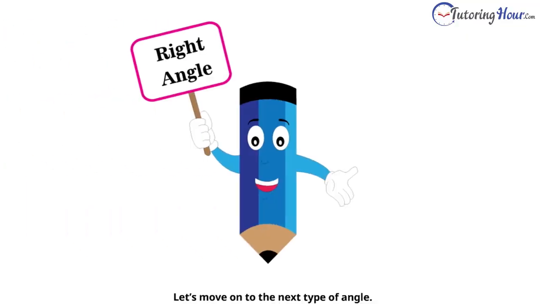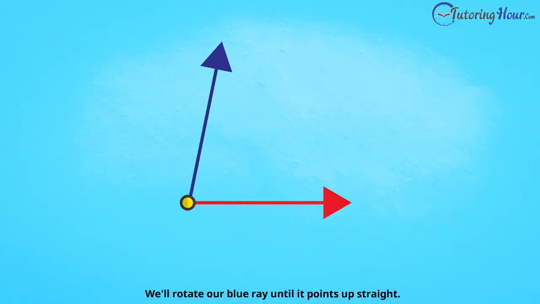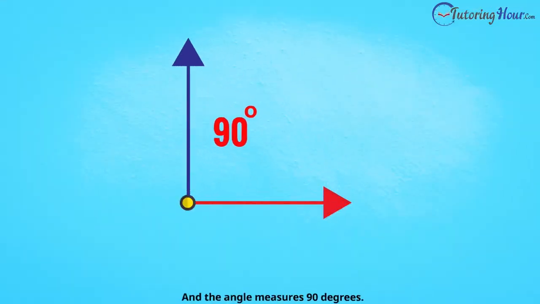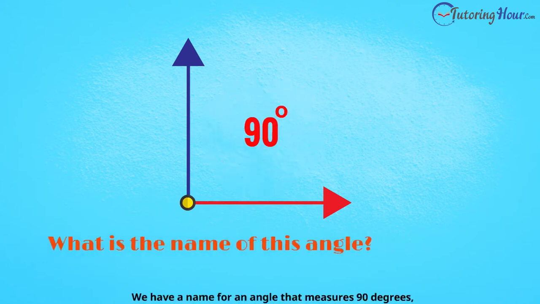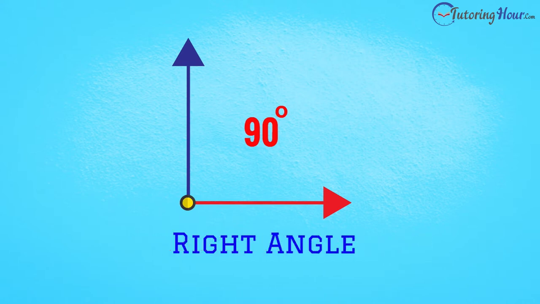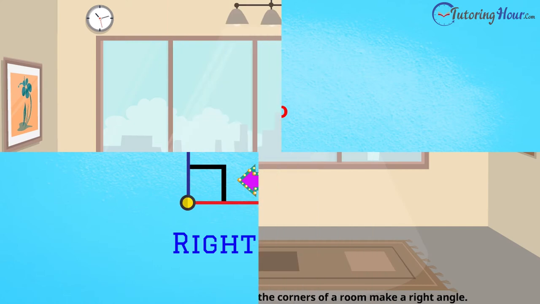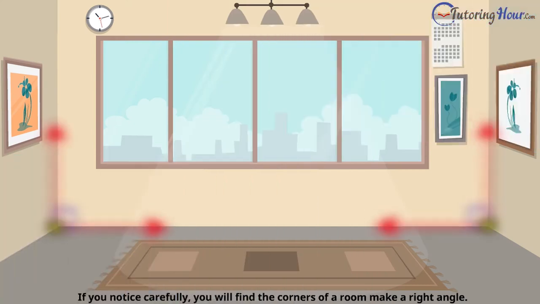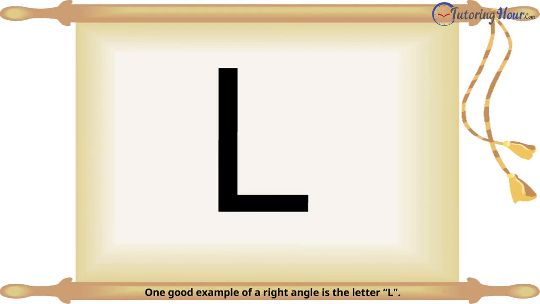Let's move on to the next type of angle. We'll rotate our blue ray until it points up straight and the angle measures 90 degrees. We have a name for an angle that measures 90 degrees. Do you know what it's called? A right angle. Unlike the other angles that are represented by an arc, a right angle is indicated with a little square like this. If you notice carefully, you will find the corners of a room that make a right angle. One good example of a right angle is the letter L.